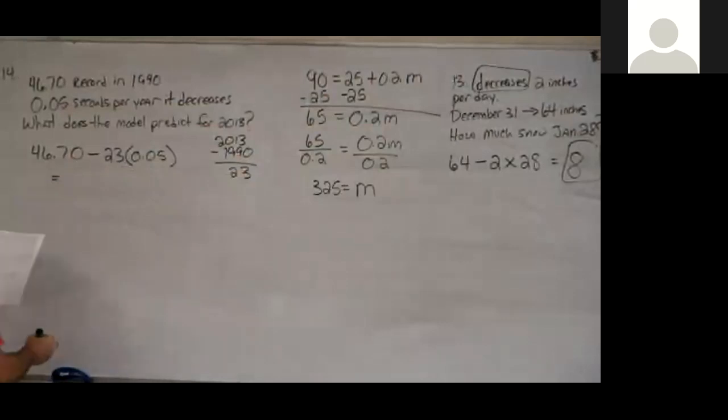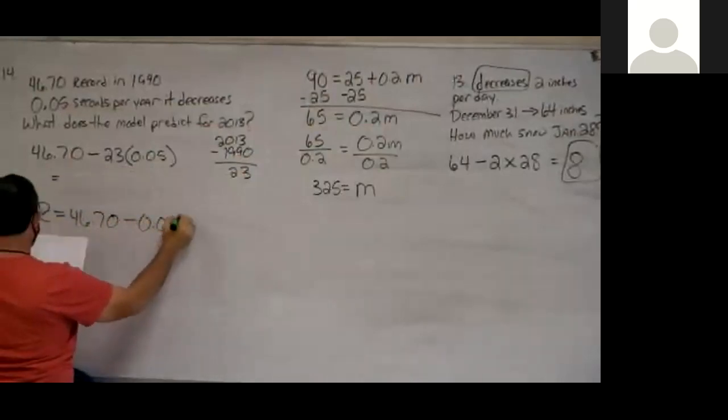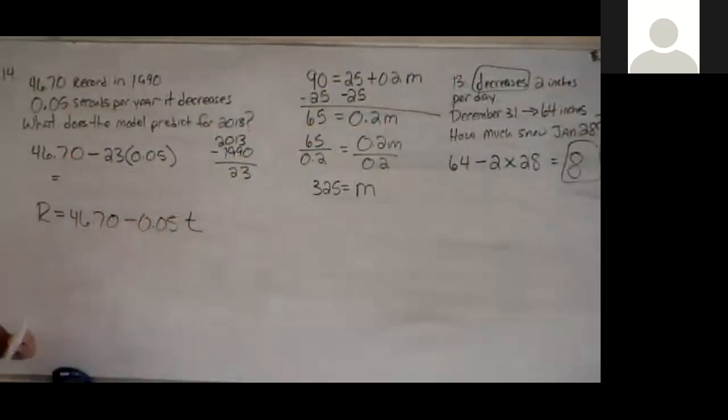So this one I actually had to figure out the equation. So the equation would be R equals 46.70 minus 0.05 times T, which is my years. So basically they just wanted it officially written out. If you work that, I got 45.55.